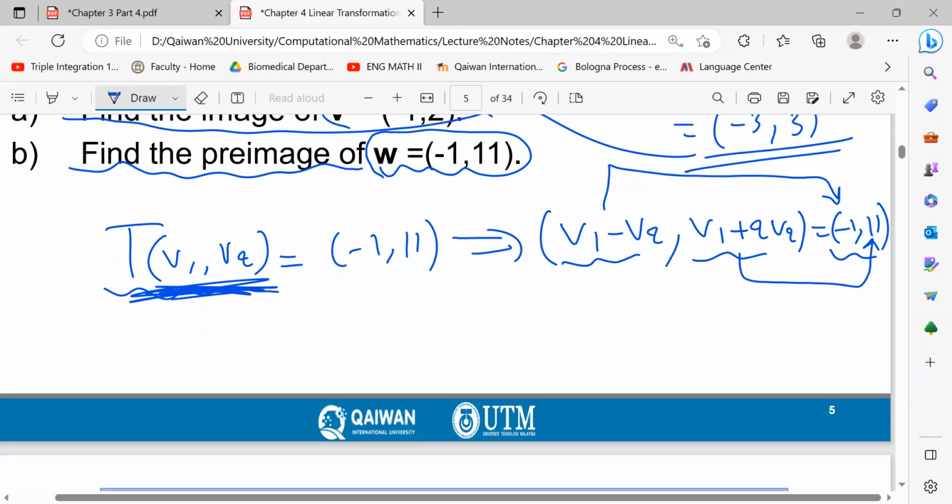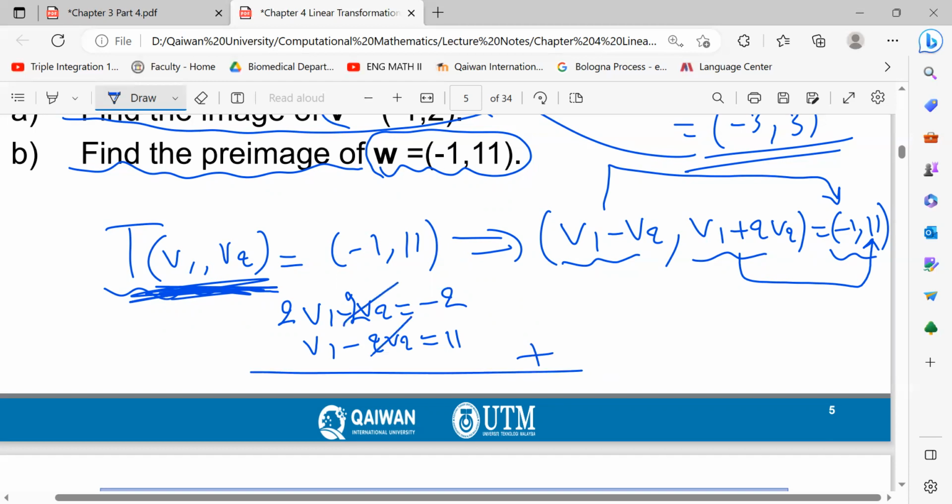Let's do it. Here we have V1 minus V2 equals negative 1, and V1 plus 2 V2 equals 11. You can use any method for solving this system. It's a system of 2 equations with 2 variables. You can use elimination, substitution, or any method. Here, if you multiply the first one by 2, it becomes minus 2 V1 plus 2 V2 equals negative 2. Now we add these two equations. These two cancel.